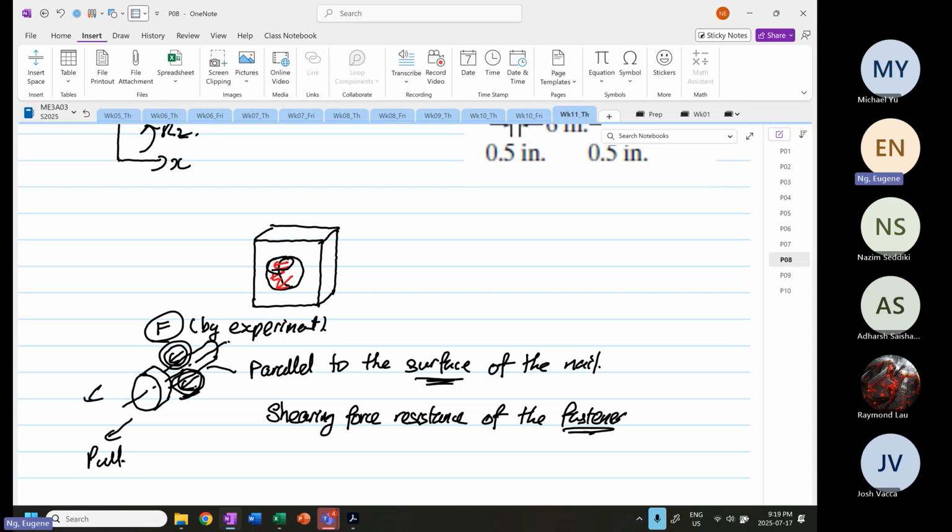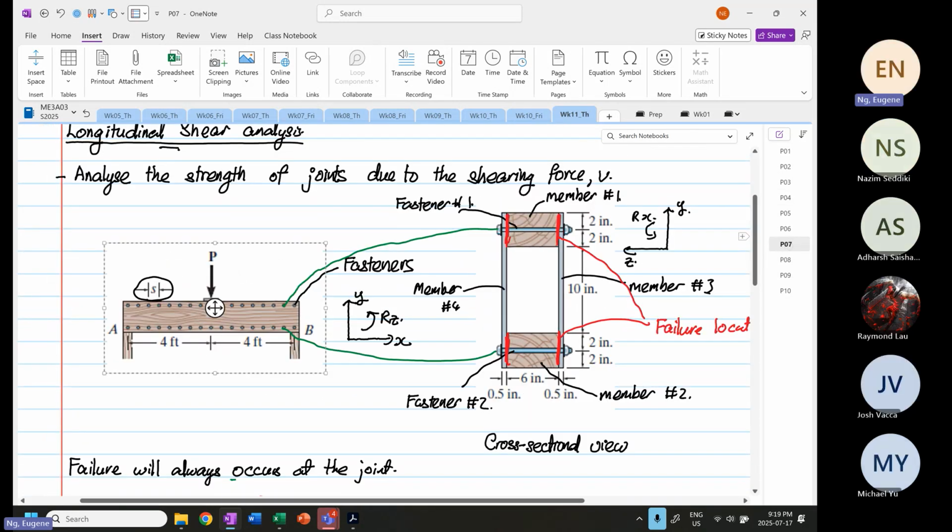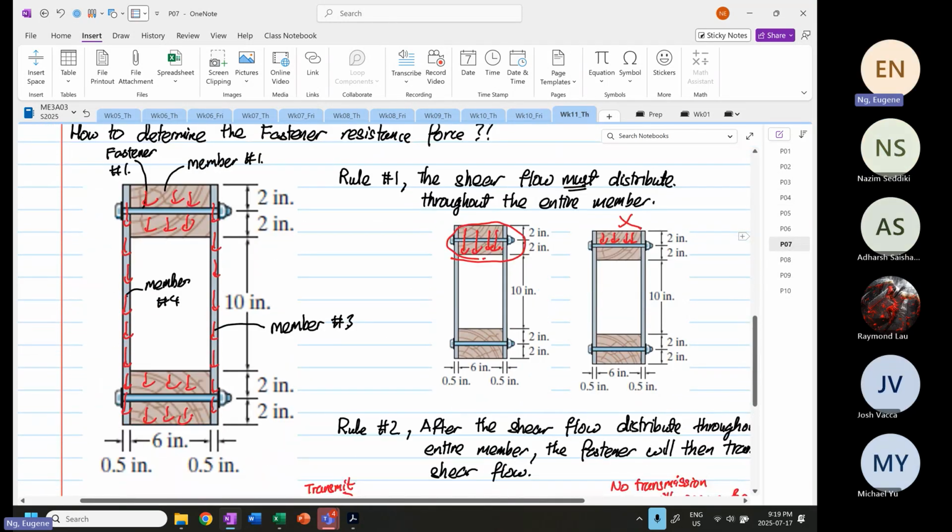And you have to visualize this. The thing about this concept over here, the two most important rules are here. Rule number one.